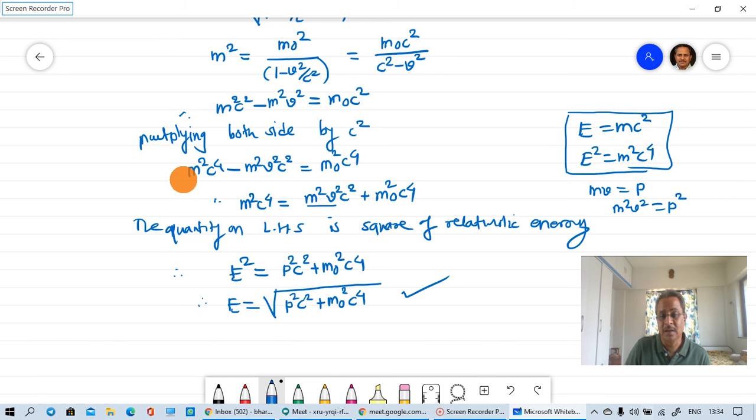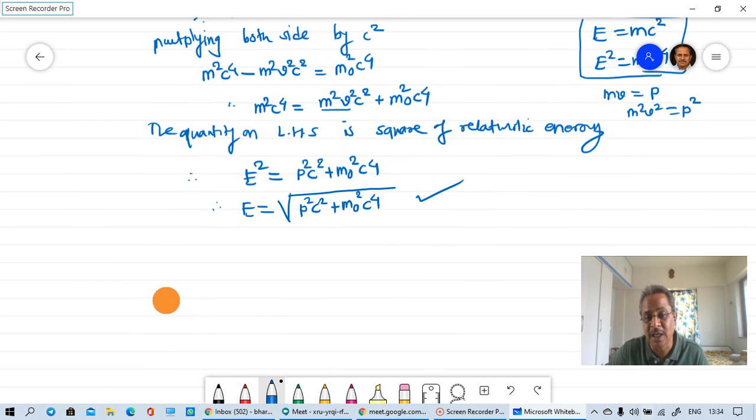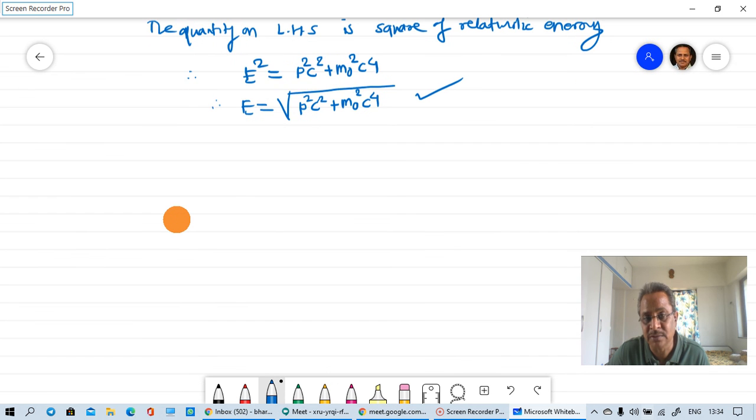Remember, many times this has also been asked for 4 marks, so be careful regarding this. It is a very simple derivation. Start from relativistic mass, square it, readjust the terms, multiply by c squared, and identify what each term represents. Then it becomes simple to find this relationship.